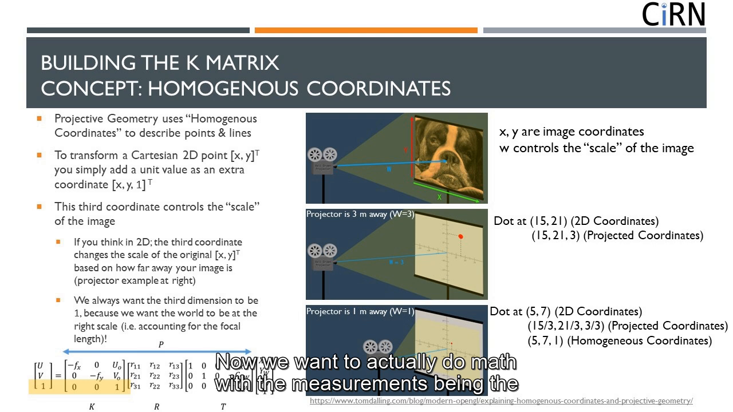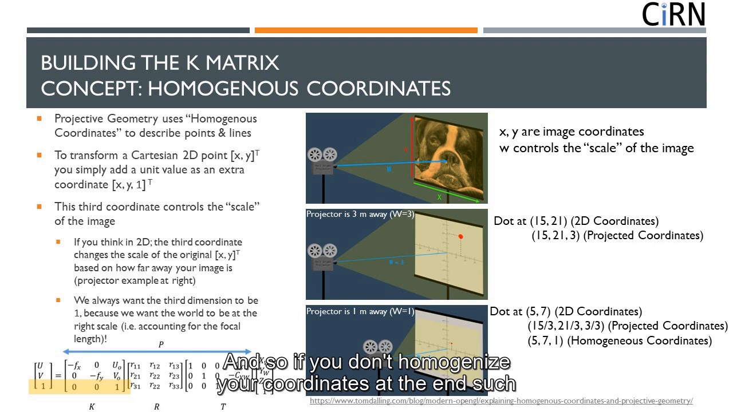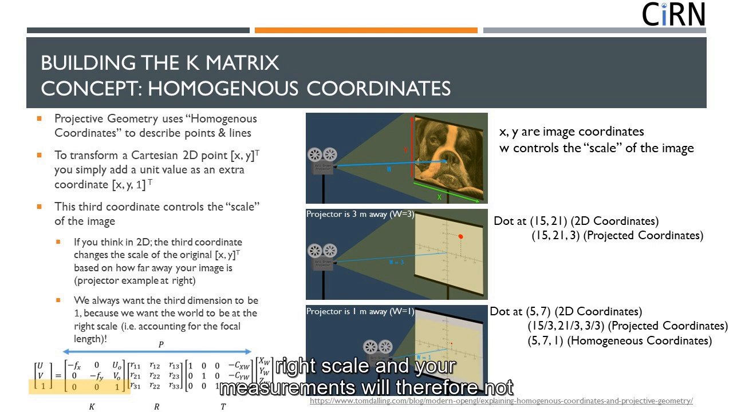Now, we want to actually do math with the measurements being the correct size. And so we want that virtual image to be at the right spot so that our scale is right. And the right spot is at the focal length from the camera. So if you don't homogenize your coordinates at the end such that your pixels are all U, V, and 1, your image will not be the right scale and your measurements will therefore not be correct.